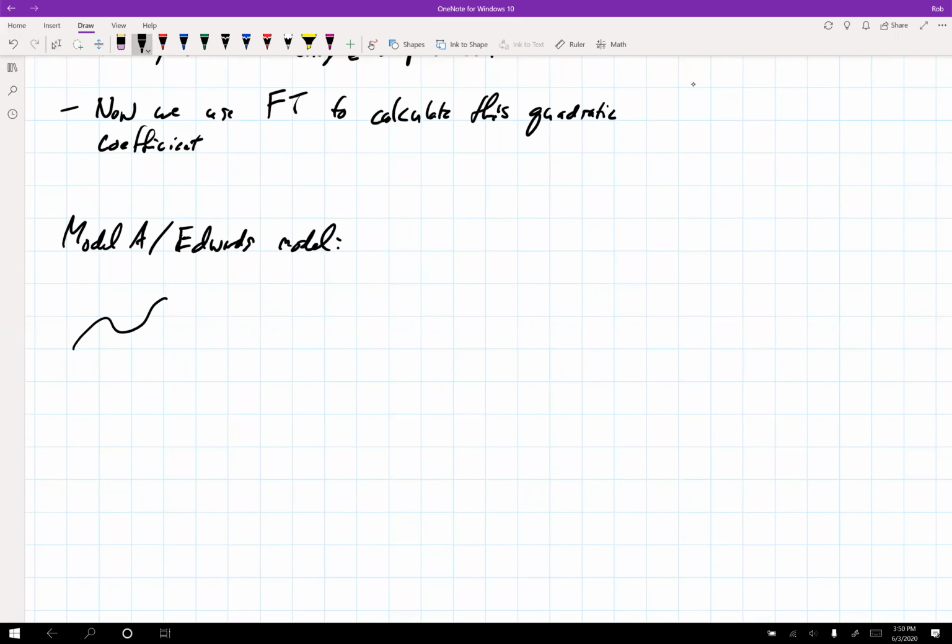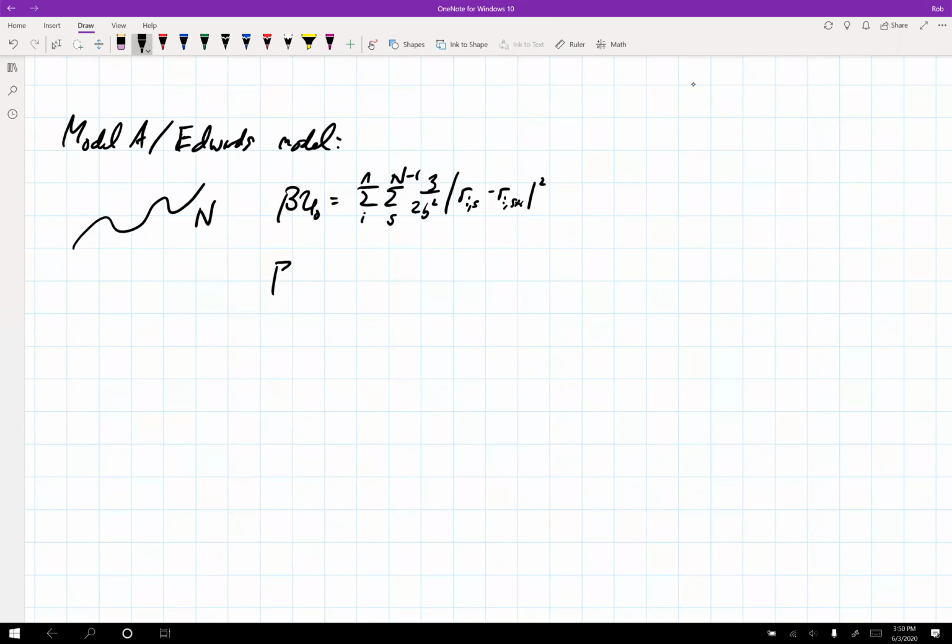Right, so if you remember, we have our polymer chains of length N. They have Gaussian bonds along the backbone, so our bonding potential is the sum over s from 1 to N minus 1 of 3 over 2b squared, r_i(s) minus r_i(s+1) squared. And then we have a non-bonded potential, beta u1, that is u0 over 2. It's just a local contact repulsion, rho hat of r squared.